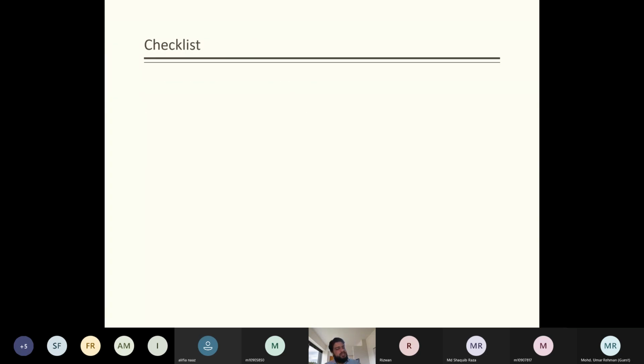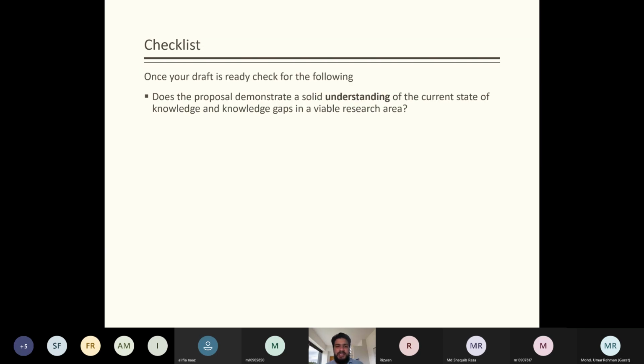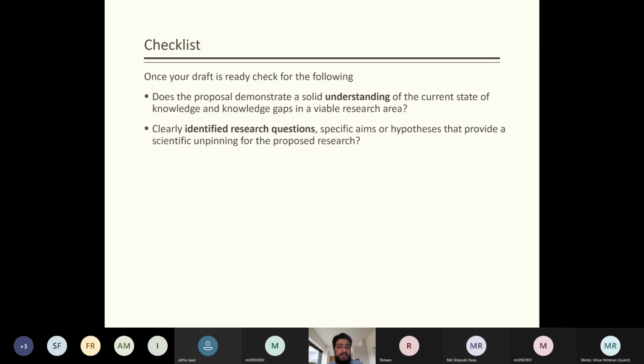Some of the checklists. Once you are done writing a proposal, go through this list and see if you satisfy all these criteria. You have shown a solid understanding of the current state of knowledge in the introduction or the background section. You have identified a good research question. Your research is as good as your research question. So if you identify a good research question, it's going to make a strong proposal.